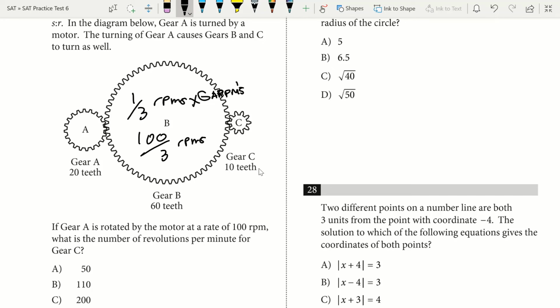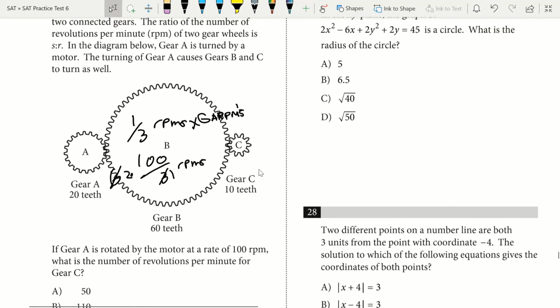And now we look at gear C, right? It has 10 teeth versus gear B's 60 teeth. Well, since it has 10 teeth, it has to have 6 times the RPMs of gear B, right? Since it has 1/6 the amount of teeth, it has to have 6 times the RPMs of gear B. So we're going to multiply this right here by 6. We can go ahead and cancel this 3, call it a 1. We can call this 6 a 2, and we get 200 over 1, so our answer is C.